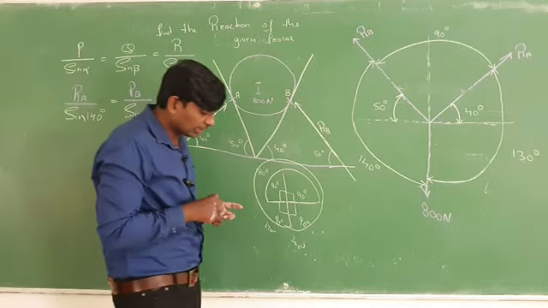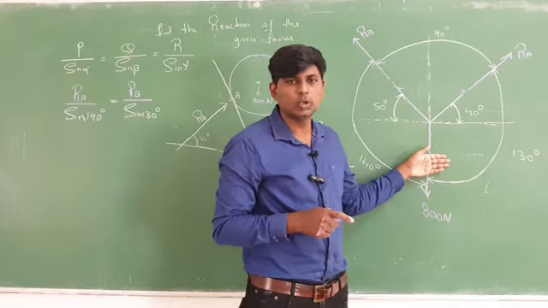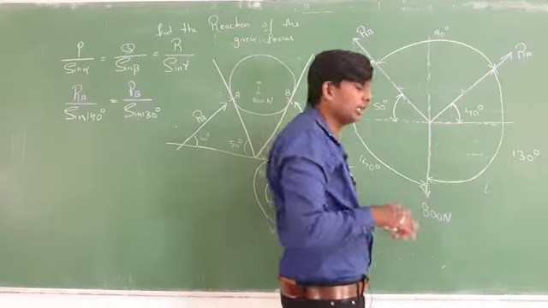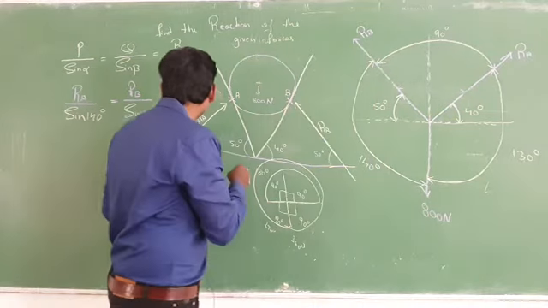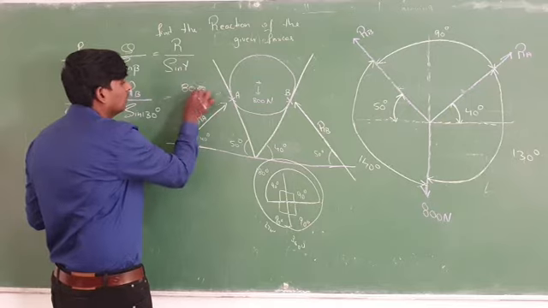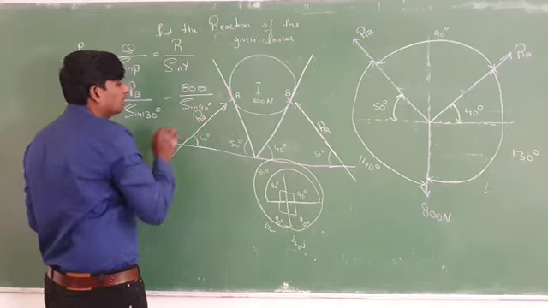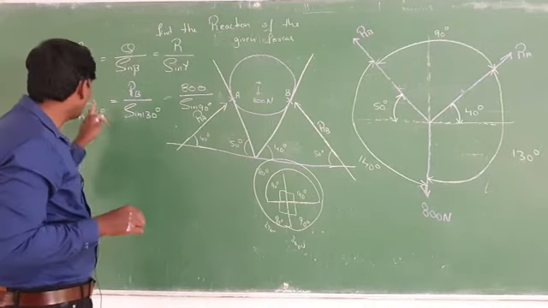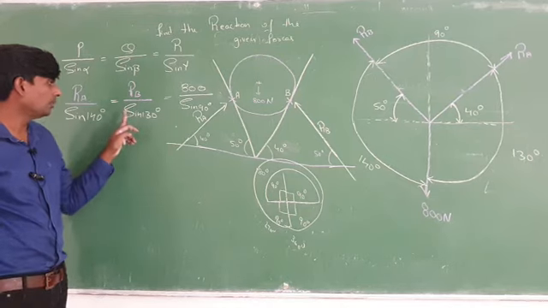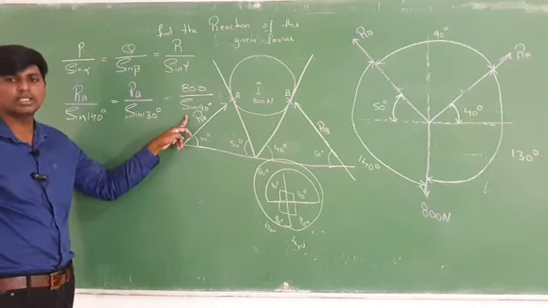After that, if I selected 800 Newton, between RA and RB, how much angle is there? 90 degree. So here I have to write 800 sine 90 degree. RA by sine 140 degree is equal to RB by sine 130 degree is equal to 800 by sine 90 degree.